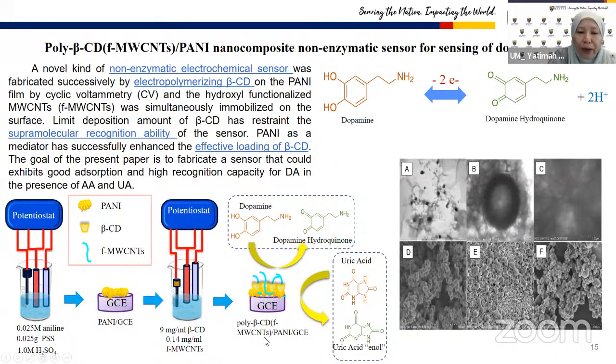So at the end of the day, we can say that this is our modified electrode. Modified electrode means we have GCE as our substrate, as our conductive electrode. Then on top of the GCE, we deposit polymer, beta cyclodextrin, multi-wall carbon nanotube, and polyaniline. So these are called modified electrodes. This modified electrode can be used to reduce dopamine to hydroquinone, and also can be used to convert uric acid to uric acid enol.